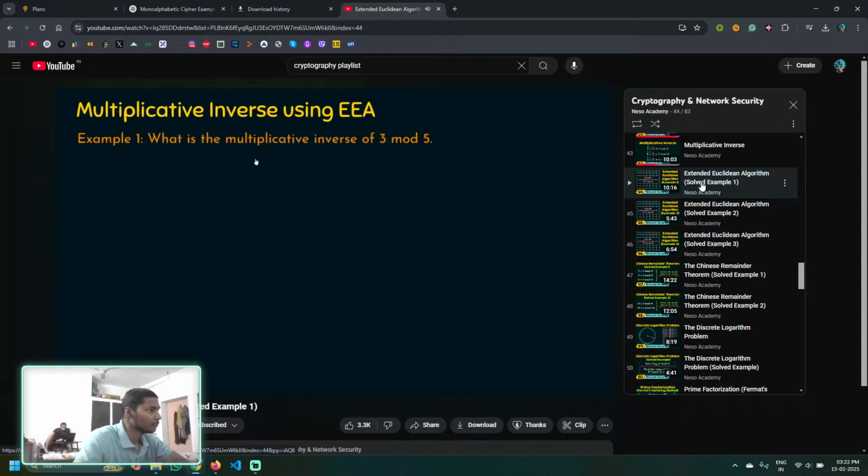Example number 1. What is the multiplicative inverse of 3 mod 5? As already mentioned in the previous lecture, there exists a multiplicative inverse only when this value and this value are relatively prime to each other. Since 3 and 5 are relatively prime to each other, we can definitely say there exists a multiplicative inverse.